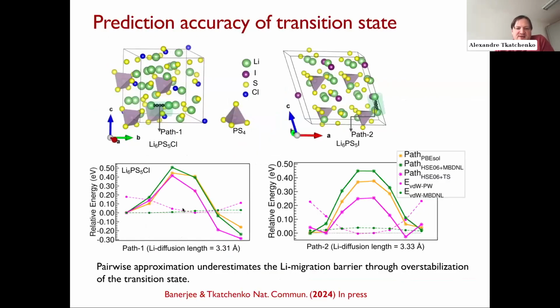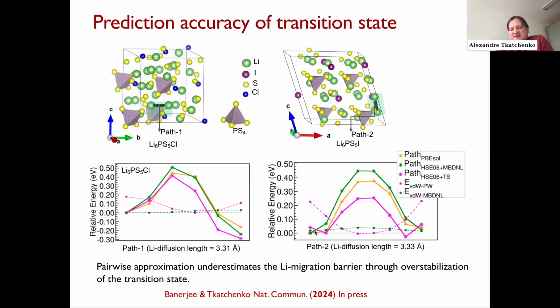So in order to study this, we first focus on the shortest diffusion path for lithium diffusion in these two different materials. Again, the chlorine-containing material on the left and the iodine-containing material on the right. And let's look at the barriers here. On the x-axis, you have the diffusion path. On the y-axis, you have the relative energy.